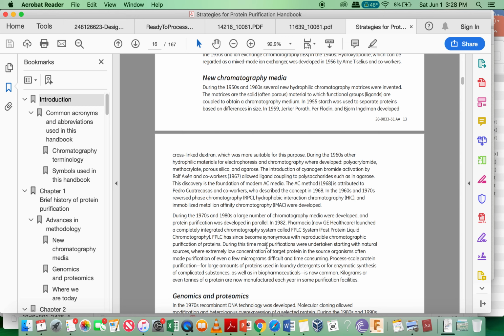During the 1950s and 1960s, several new hydrophilic chromatography matrices were invented. The matrices are the solid, often porous materials to which functional group ligands are coupled to obtain a chromatographic medium.